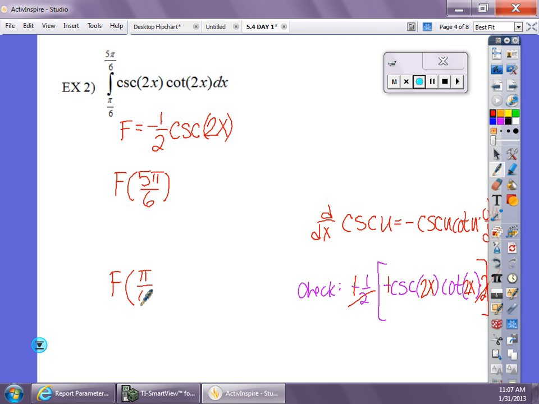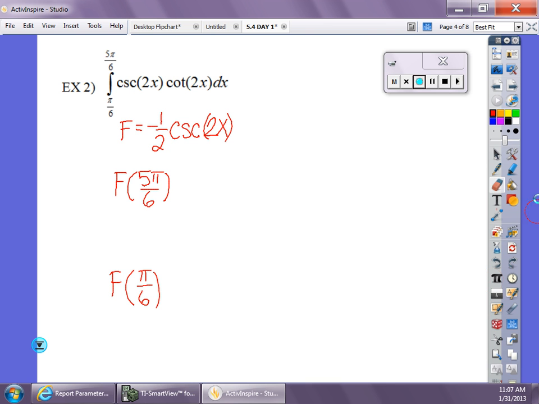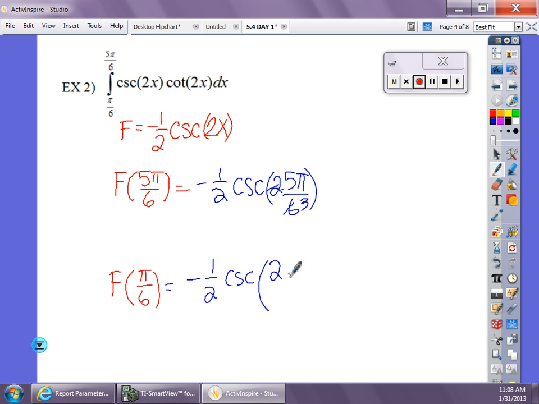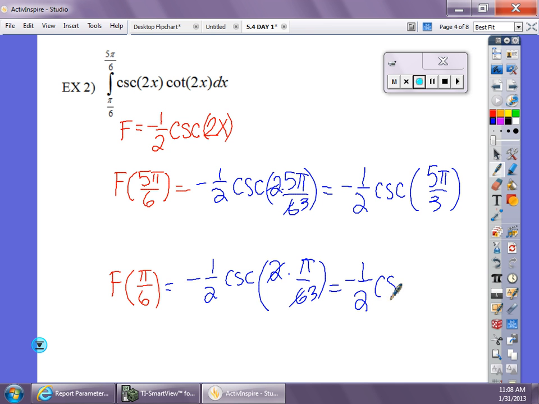Alright, so I'm going to evaluate those two. I'm going to get this out of the way. Alright, so if I want to evaluate these, let's actually write down what I'm going to evaluate. I would have negative 1/2 cosecant of 2 times 5 pi over 6. Negative 1/2 cosecant of 2 times pi over 6. And I get that. Alright, so what do we get? Negative 1/2 cosecant of 5 pi over 3. Negative cosecant of pi over 3. So that's where we're at.